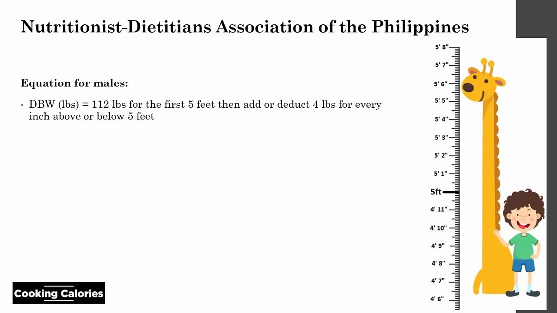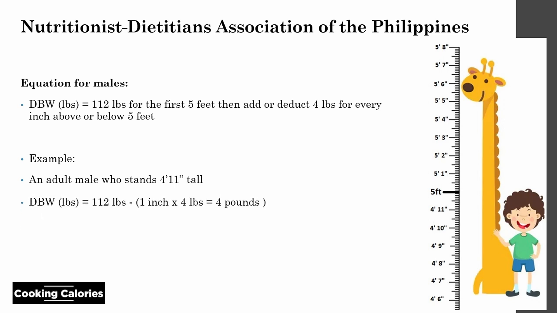Let's have another example using a male with a height lower than 5 feet. For example, an adult male with a height of 4 feet and 11 inches. Using the equation, we will start first with 112 pounds. As you can see, his height is 4'11", so he needs 1 inch more to reach 5 feet. So we will multiply 1 inch by 4 pounds, again as indicated in the equation. So 1 times 4 equals 4 pounds.